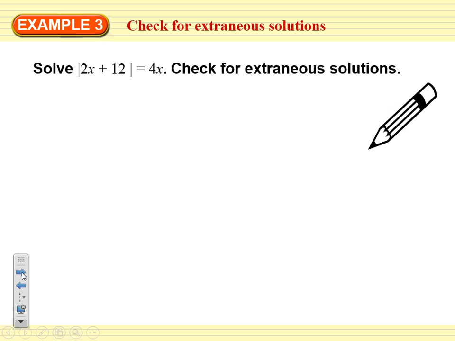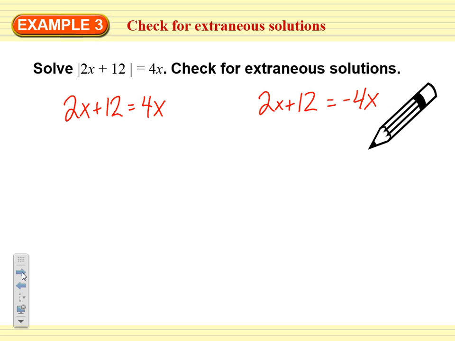Okay, let's do a third example. This one's a little bit different. Notice in the instructions up there it says check for extraneous solutions. This is new to us. Extraneous solutions are solutions that happen in the process of solving, but may not work in the original problem. So let's set this one up in a similar way as we set the other ones up. We'd write 2x plus 12 equals 4x, and 2x plus 12 equals -4x. Just like the other problems, we set them up in a similar way.